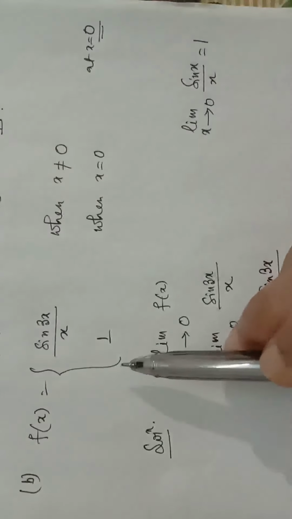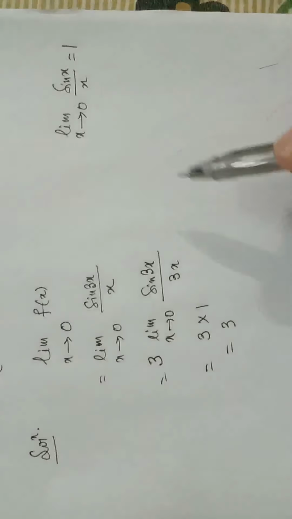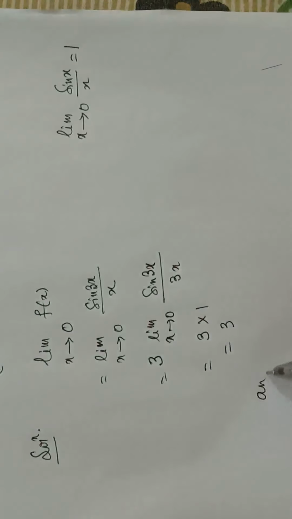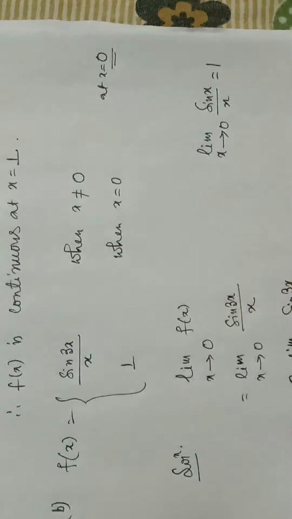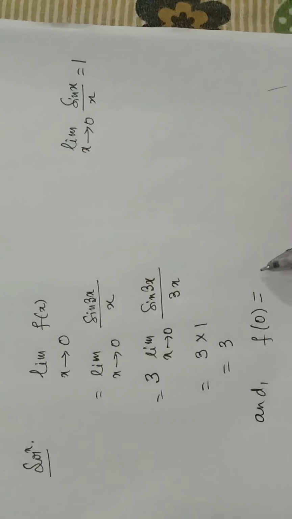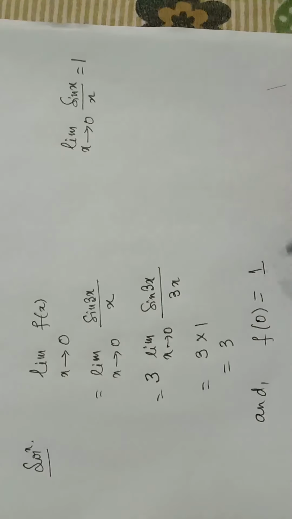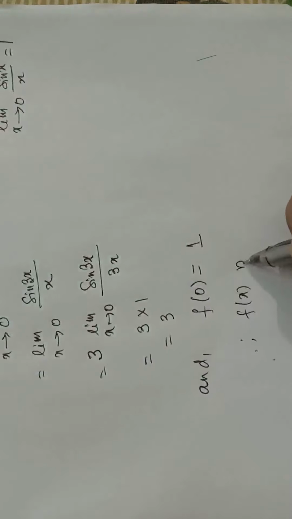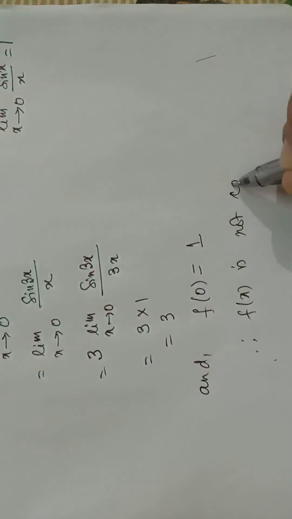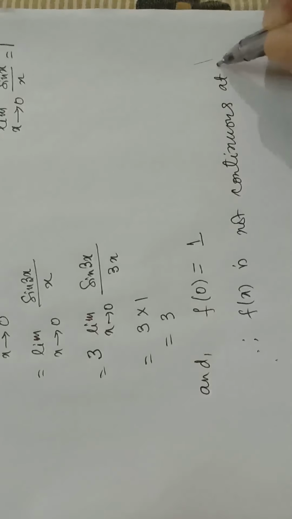We have to test the continuity at x equal to 0. So limit x tends to 0 is 3, and the value of the function at x equal to 0, f of 0, is 1. It is given that f of 0 equals 1. So you can see the limiting value and functional value are not equal, and therefore f(x) is not continuous at x equal to 0.